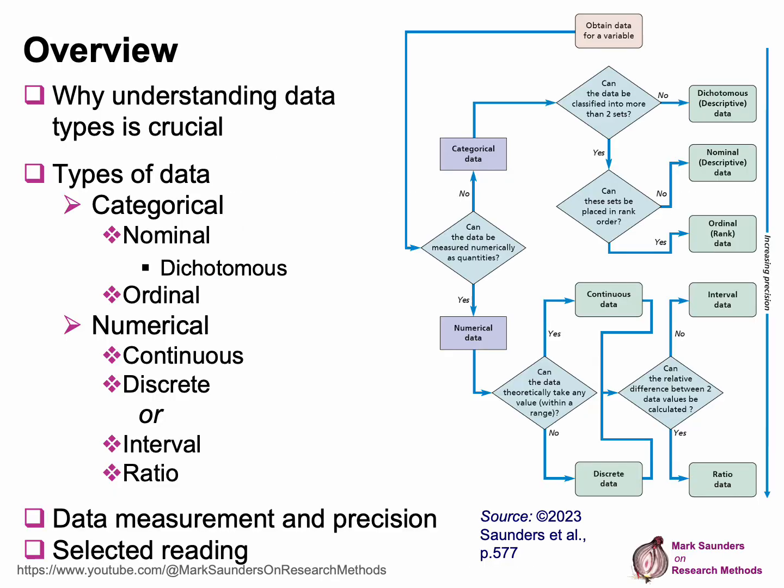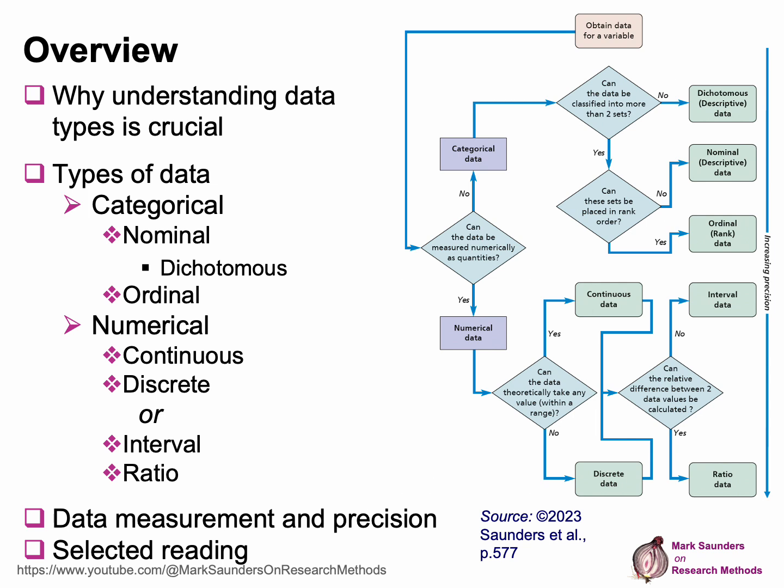In this presentation we're going to follow the flowchart, which is figure 12.1 in my 2023 book Research Methods for Business Students, and we're going to follow this flowchart to understand the different types of data. But before we do this, we're going to look at why understanding data types is crucial for us when we're doing research.